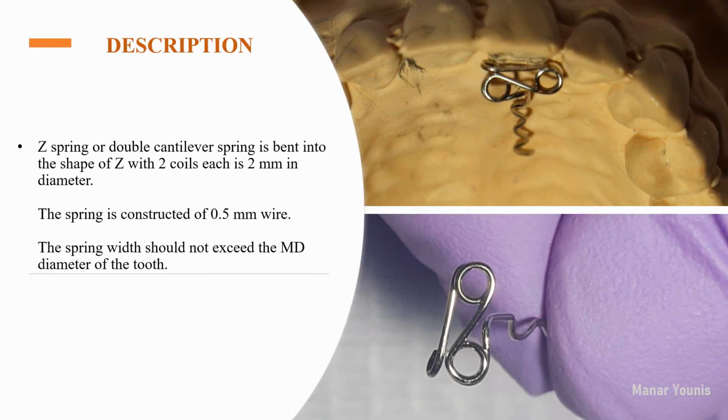Description of the Z-spring. The Z-spring or double cantilever spring is self-explanatory in that the shape of the spring resembles the letter Z. It has 3 arms and 2 coils. The active arm has a small loop at its end. The loop is directed gingivally, toward the palatal tissues. So if we explain the Z-spring on this left central or lateral incisor, it will start from the mesial aspect of the tooth.